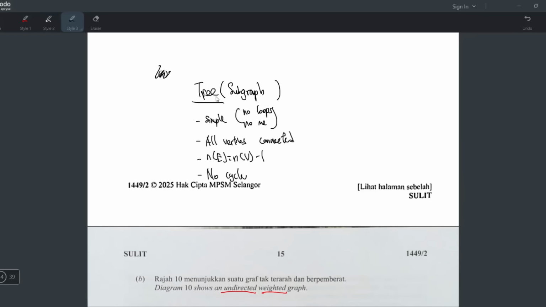Okay, so come again. What is the tree? Okay, tree has to be a subgraph. Okay, and what is subgraph? Part of the graph or the whole graph redrawn. It means they will give you a master graph, and then you have to make sure the tree is part of the master graph, or it can be the whole graph also. Just make sure it follows these four. It has to be a simple graph, all vertices connected, and then NE equals NV minus 1, and then no cycle.